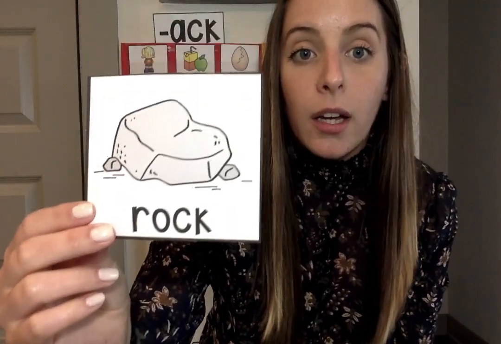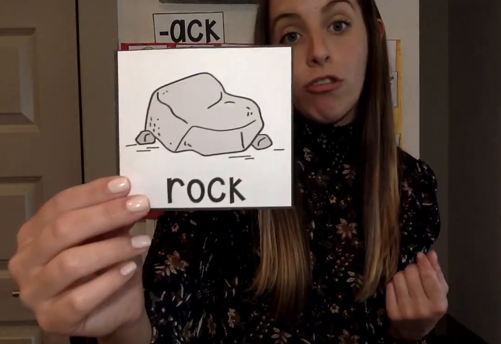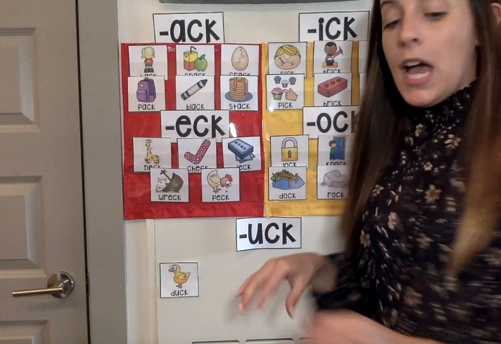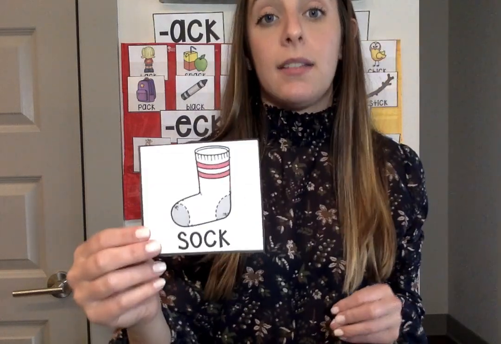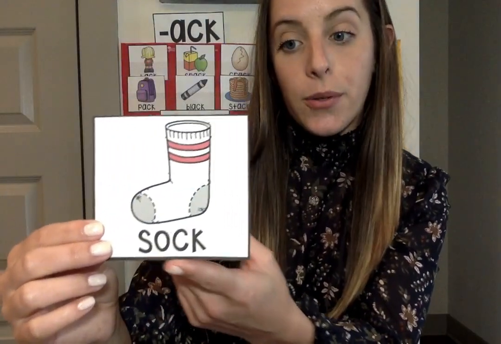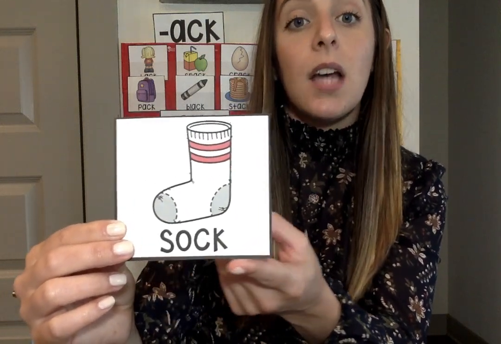Next example, we have a big rock. Rock. We know R says r, OCK will say ok. Blend it: rock, rock. And our last OCK example is the word sock. Sock. We know that S says S. OCK will say ok. S, ok. Blend it: sock, sock.